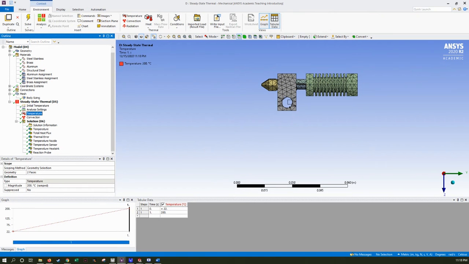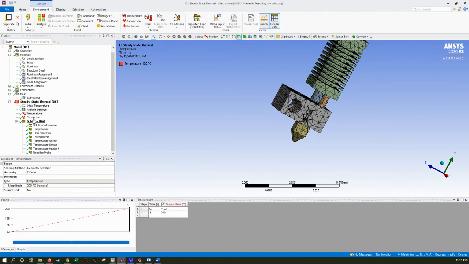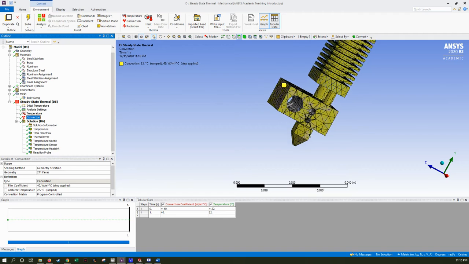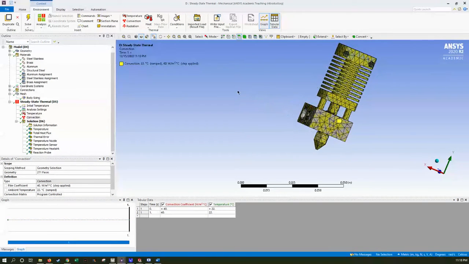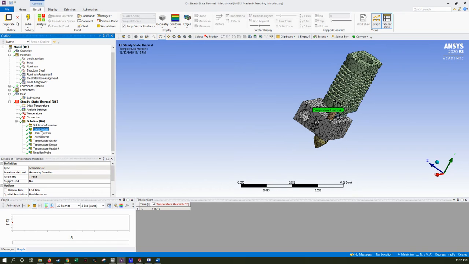A temperature was added to the center where the heater core is. This was set to 200 degrees, which is the typical melting point of most PLAs, and it's what you'd usually see in a 3D printer. Convection of 40 watts per meter squared was added to all the remaining surfaces to sort of represent the fans that blow on this assembly. And finally, the solution items were added to measure the temperature, heat flux, and some temperatures at important points.